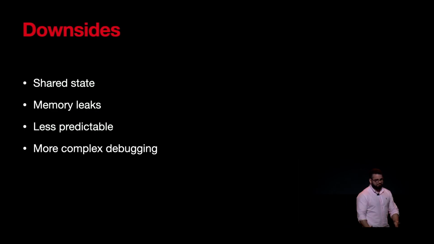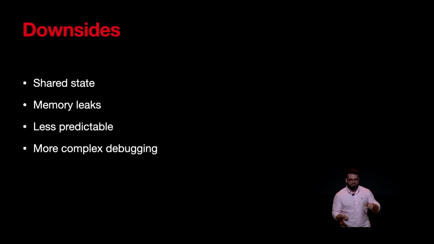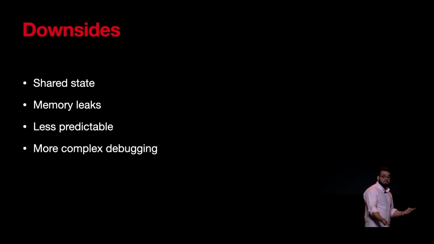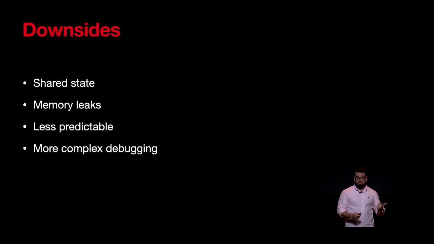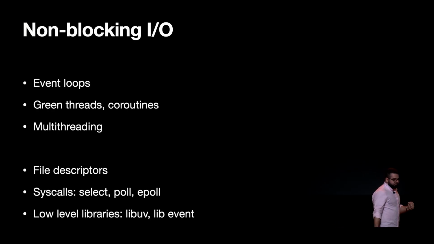Some downsides. The downsides are pretty much all of the upsides of a shared nothing architecture. Now you have shared state. You can affect other requests. You always had memory leaks, but if you have a long-running process, just like a queue, it could crash the process. And it is less predictable because you cannot expect our requests to always come with a clean state.